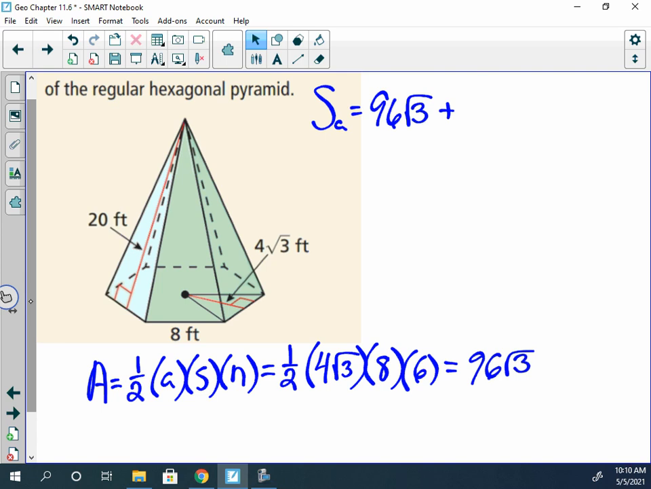Any questions on how we found the area of the base? We good with area of the base? Okay.